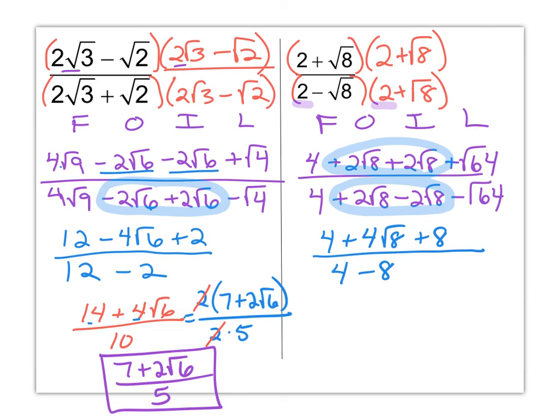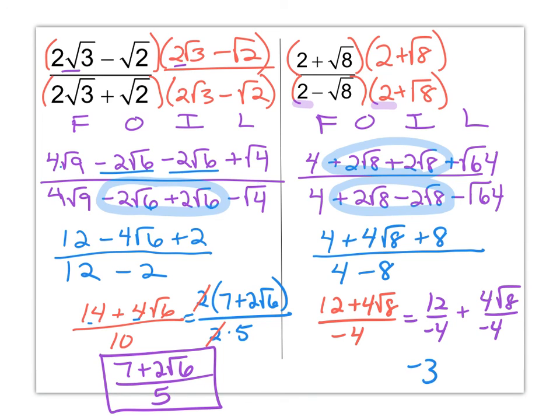Let's simplify the numerator. 4 plus 8 is 12. 12 plus 4 square root of 8, all over the denominator of negative 4. Now we can write this as two separate terms, dividing each of those by negative 4. So we can write this as 12 divided by negative 4 plus 4 square root of 8 divided by negative 4. There is a common factor of 4 in the numerators and the denominators, so this can be simplified to negative 3 minus the square root of 8.